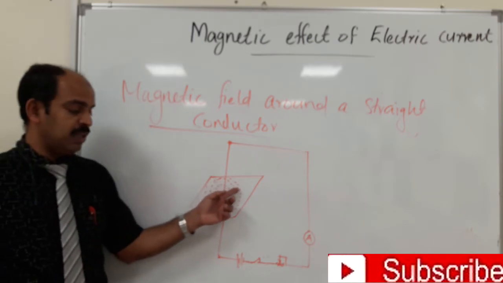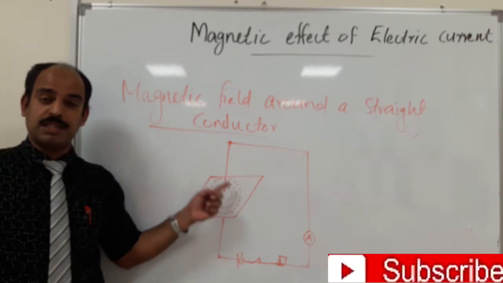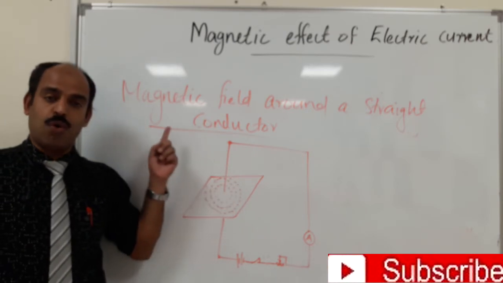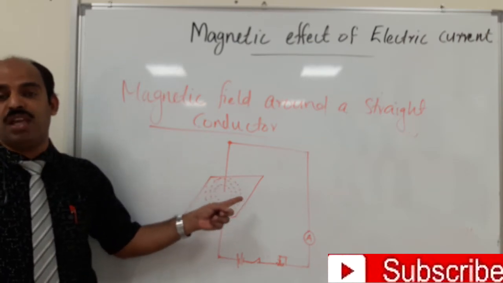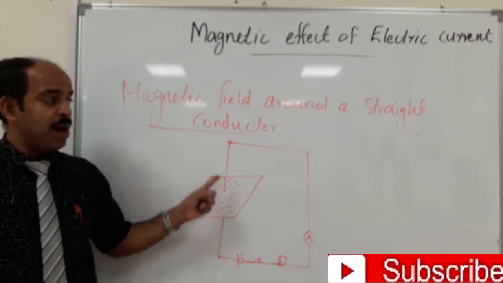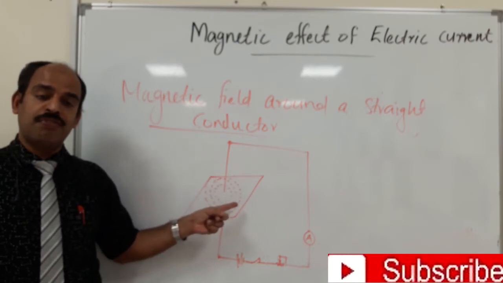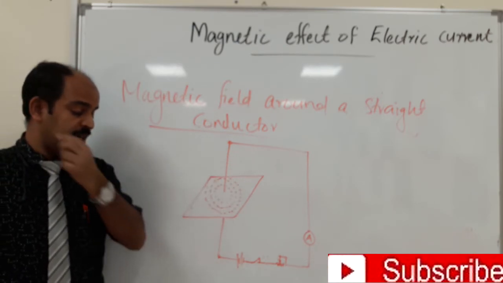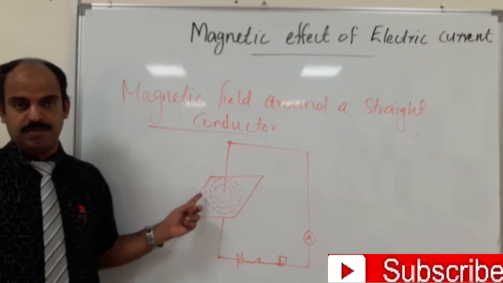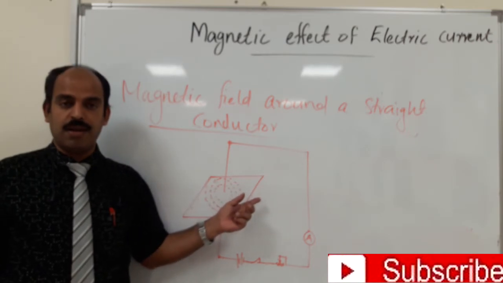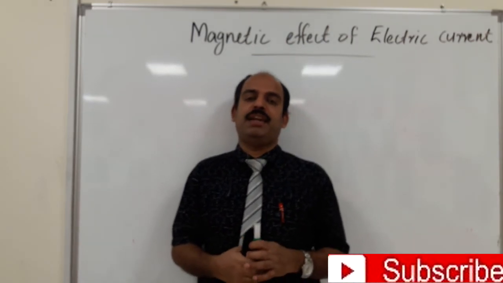Okay, so why is it arranged like this? This is the field line. What does this concentric circle indicate? This is a pattern of magnetic field around a straight conductor. So the magnetic field around a straight conductor carrying current is in concentric circles. Clear? Now we have seen that a magnetic field is produced around a current carrying conductor.